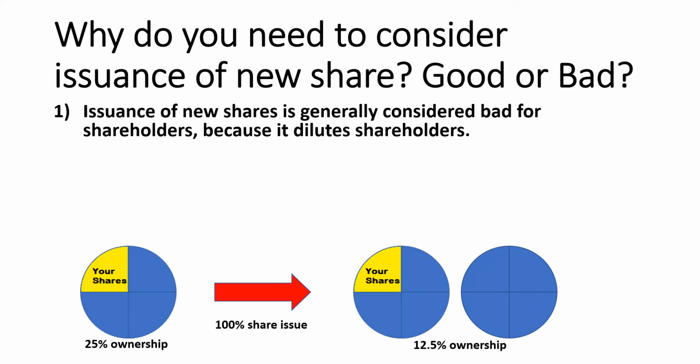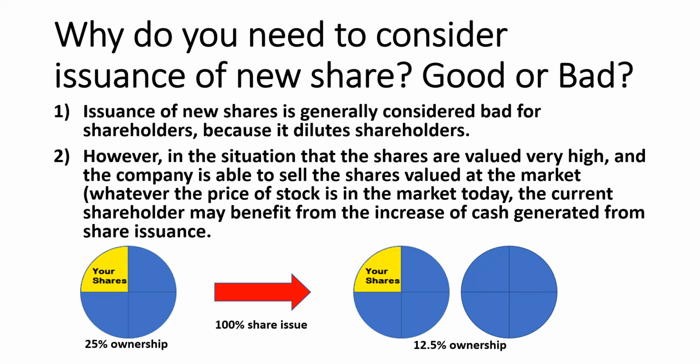Meaning that your earnings has been diluted from 25% of the company's total earnings to only 12.5% of the company's total earnings. However, there are times where it might be good for you as shareholder. These are rare cases where the stock is trading at very high valuation and the company is able to issue new shares at those high valuation to raise cash.